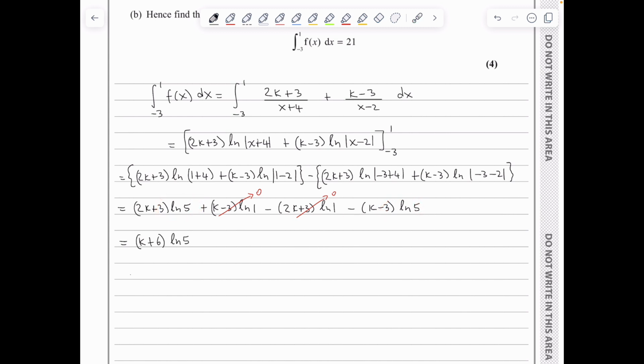And we have been told that this is equal to 21, so k plus 6 is equal to 21 over ln 5, which means that k is 21 over ln 5 minus 6.